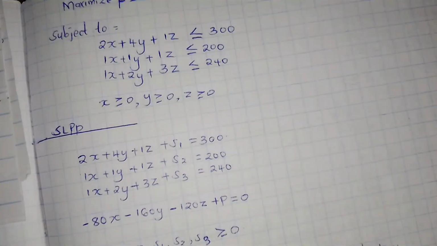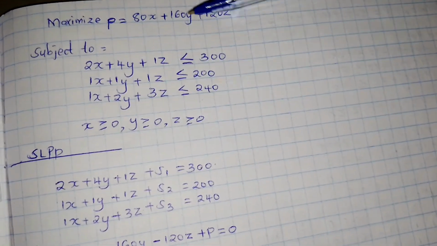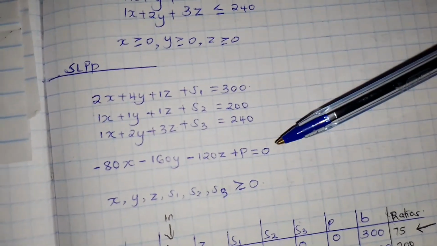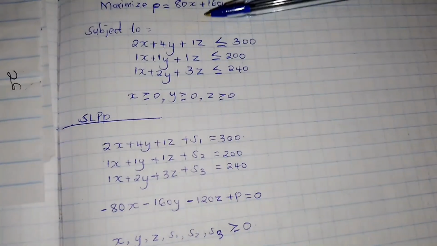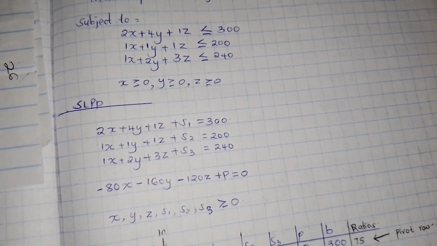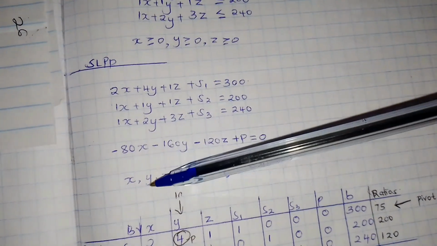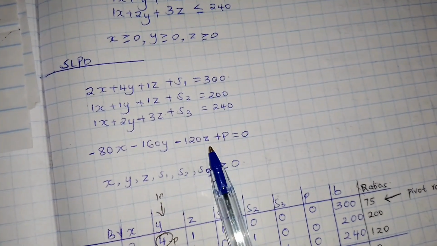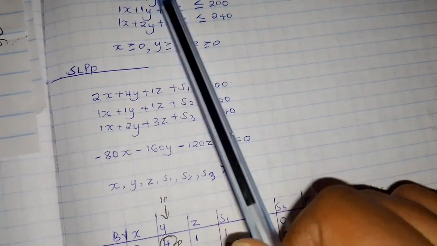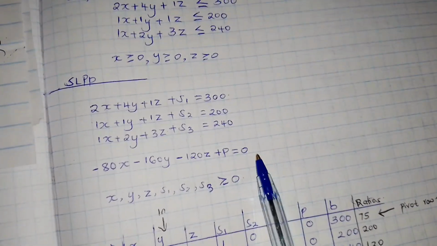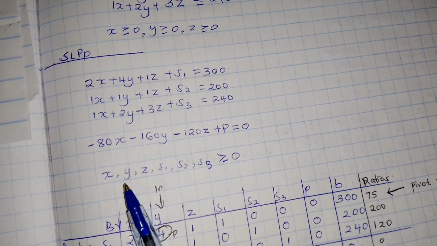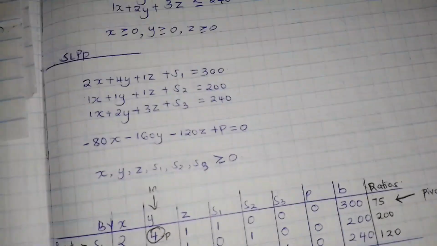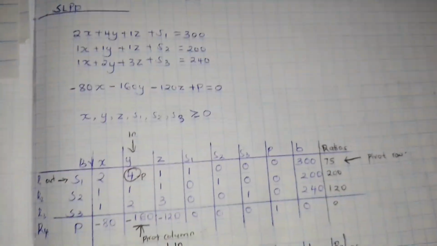And then we also have to change the maximization equation for it to become also a standard linear programming problem. So we bring all the values that are on this side to the other side. So it becomes negative 80x minus 160y minus 120z plus this p is equals to 0. And then you also have to list x, y, z, s1, s2, s3. All of them are greater than 0.